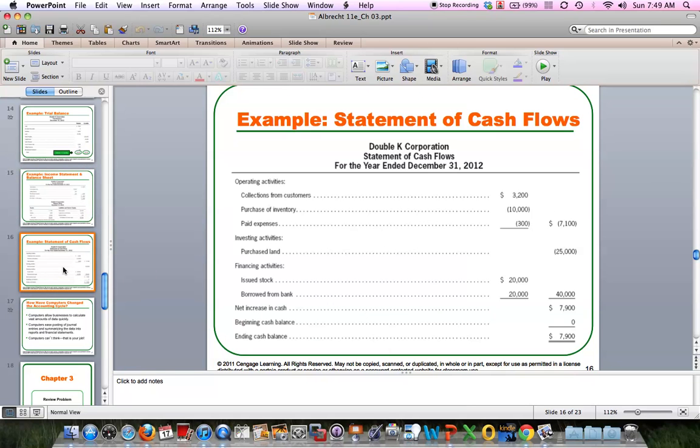Here's a cash flow statement. Remember that cash flow is organizing sources and uses of cash. Where does cash come from and where does it go? It's organized by three categories: operating, investing, and financing. Beginning cash was 0, brand new business. Ending cash was 7,900. Some cash came from operations, some cash was used in investing, and some cash came from financing. We'll get into more details about that in the future.